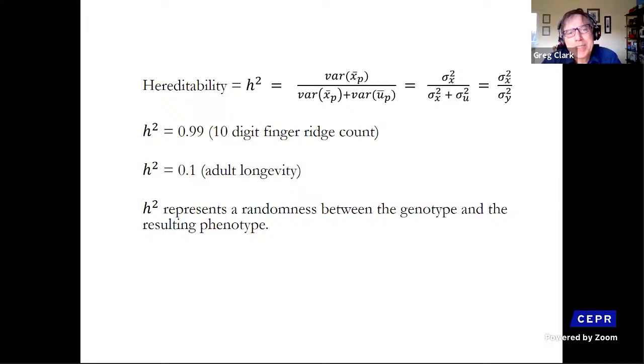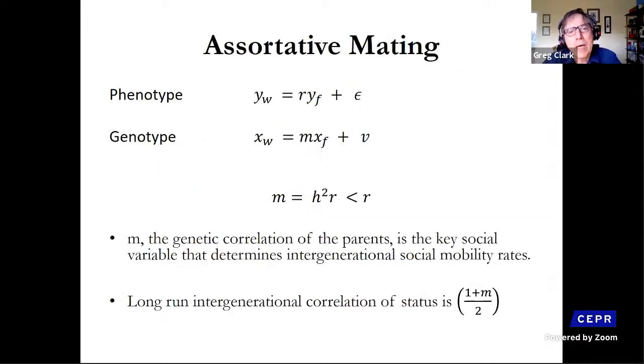For some features inherited by additive genetics, such as the 10-finger ridge count on your hands, H squared is 0.99. For adult longevity, H squared is only about the order of 0.1. There's a huge randomness to how long people live. And so H squared can vary across different traits and just represents the randomness that links the genotype with the resulting phenotype. And then we have to bring in assortative mating.